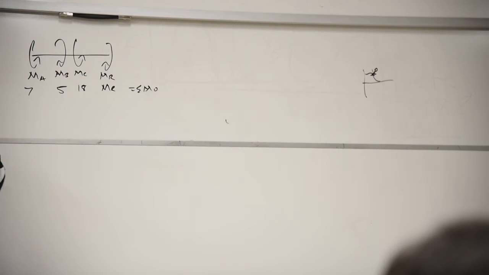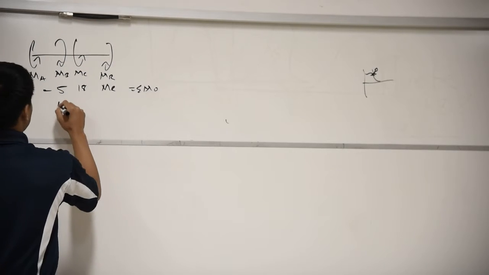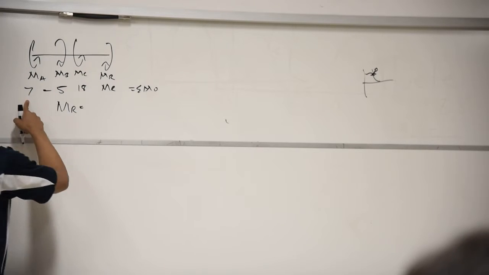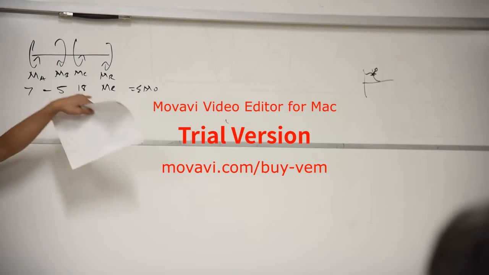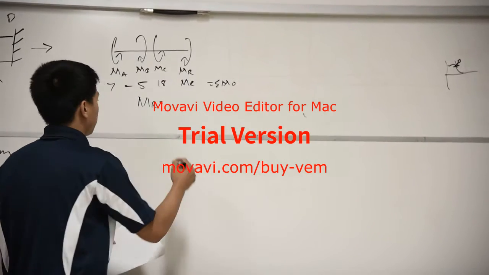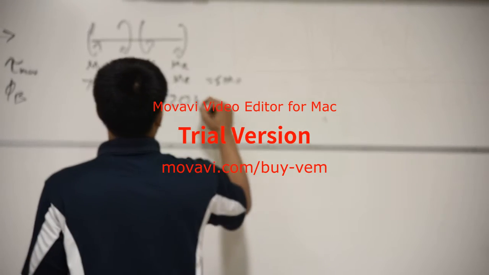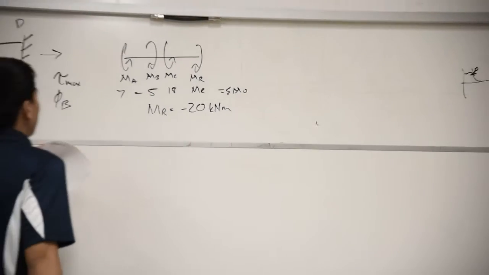Okay, let's say this way is positive. So these two are positive, and this middle one's negative. So 7 plus 18 is 25. That's convenient. Minus 5 is 20. But since you're bringing it to the other side of the equation, it's minus 20. Kilonewton meters. Units. Okay, that's pretty easy.